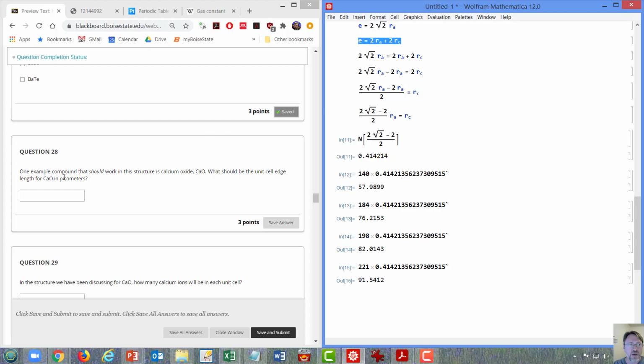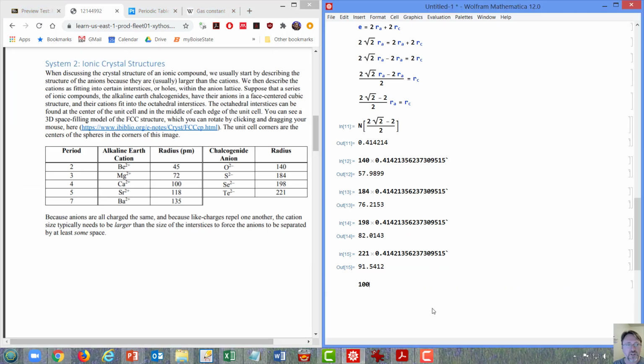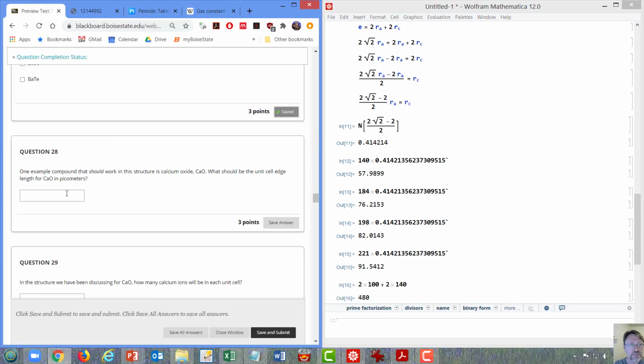So calcium oxide, calcium, the radius is 100, the oxide is 140, and we want 2 of each of those. So it's going to be 2 times that plus 2 times that, 480. Edge length is 480. Oh, can't type. 480.